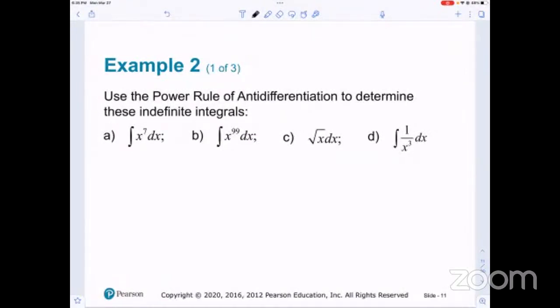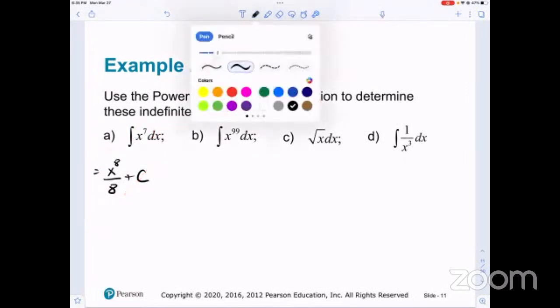So for part A, if we add 1 to the power, that's going to be x to the power of 8 over 8 plus some constant. And if you check by taking the derivative, the 8 comes down, they cancel, and then it's going to be to the power of 7. And the derivative of a constant is 0. So we can be confident in this result.